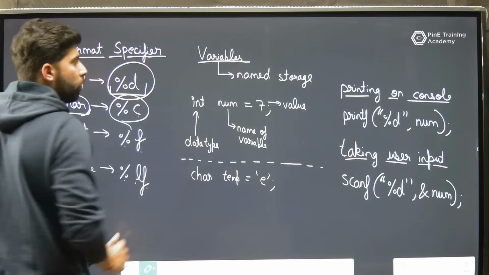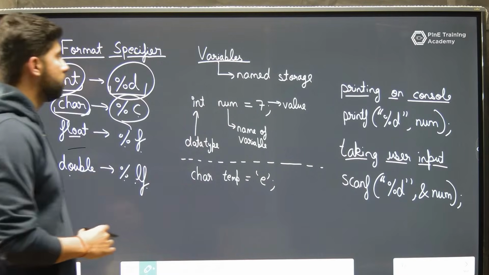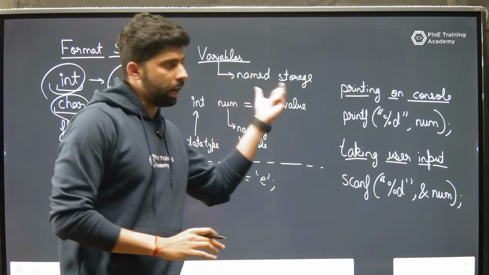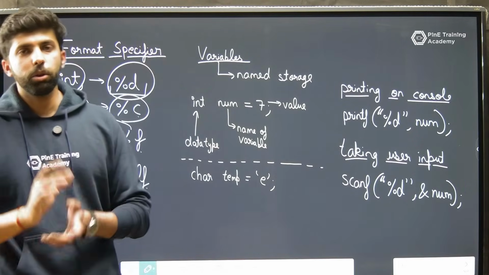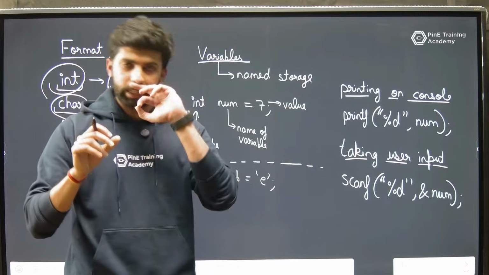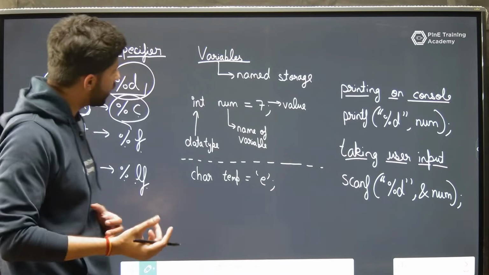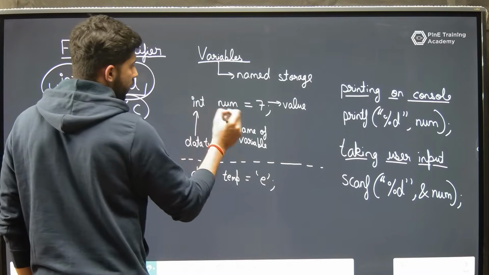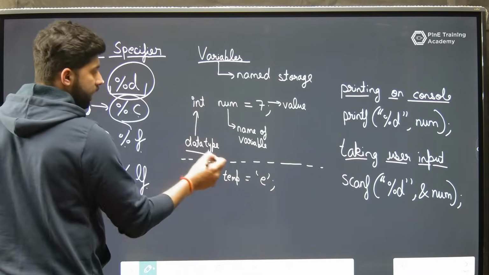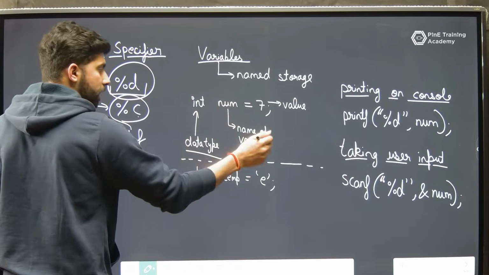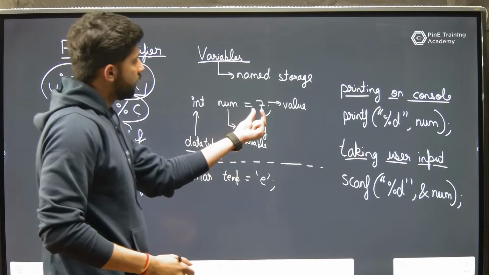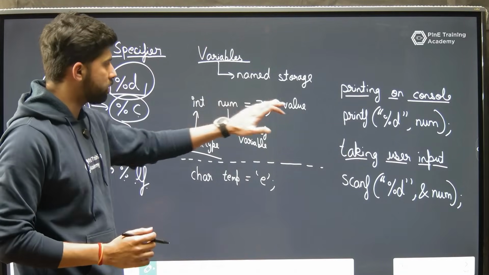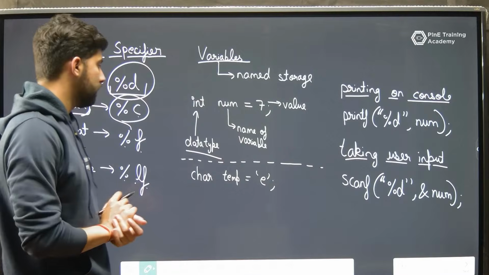Next, we come to variables. We can define a variable in very simple words: it is a named storage. So you name a storage space and that is a variable. How do we declare a variable? First we write the data type, then we write the name of the variable, then we can assign any value to it. So int num = 7.